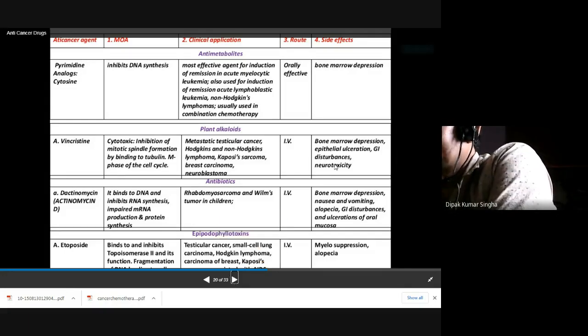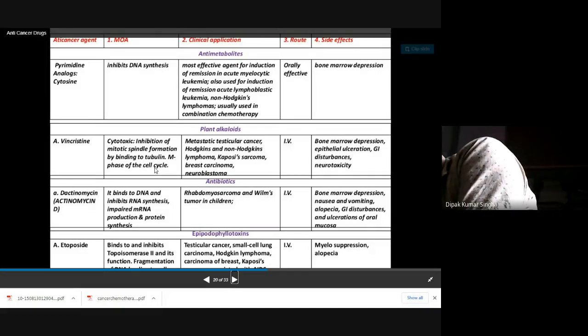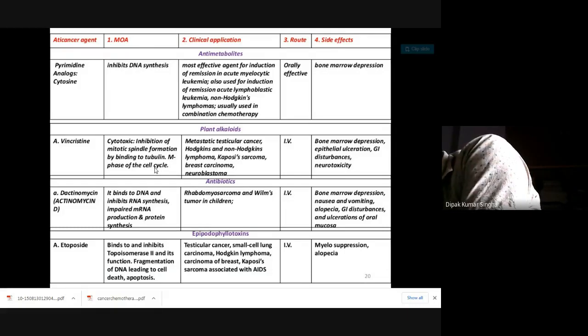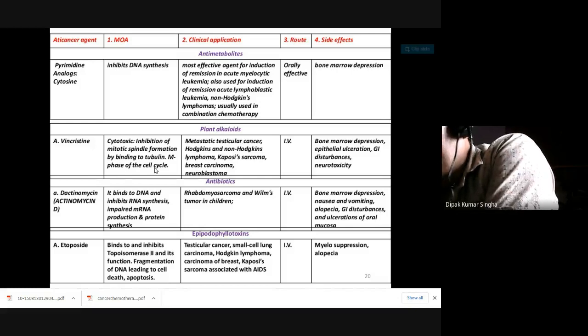দিস ইজ দ্য ওরালি এফেক্টিভ অ্যান্ড বোন ম্যারো ডিপ্রেশন অলসো। ভিঙ্কিস্টিন, দেখো ভিঙ্কিস্টিন যে সাইটোটক্সিক, inhibits the mitotic spindle, ওই যে microtubules, mitotic spindle, this terminology very important in case of vincristine, which is the mitotic spindle. এছাড়া আরো 3-4টি অপশন দেওয়া থাকবে, কিন্তু mitotic spindle হচ্ছে রাইট অ্যান্সার। The formation of the binding of the tubules and M phase of the cell cycle, I think you know, and in case of cell division there is one cell cycle, actually there is a regulation of the cell cycle.